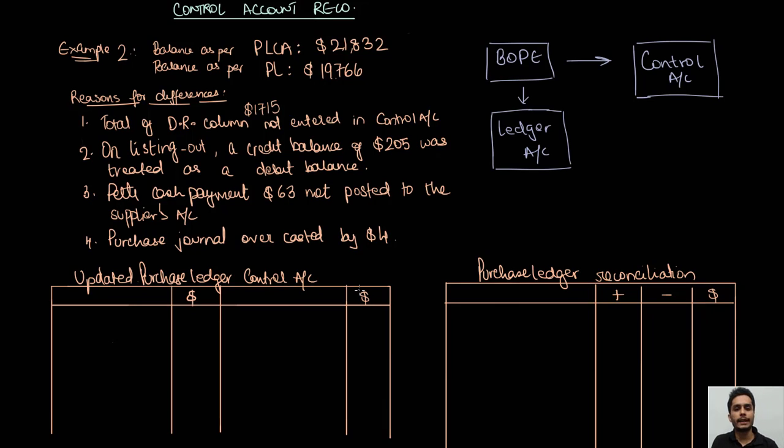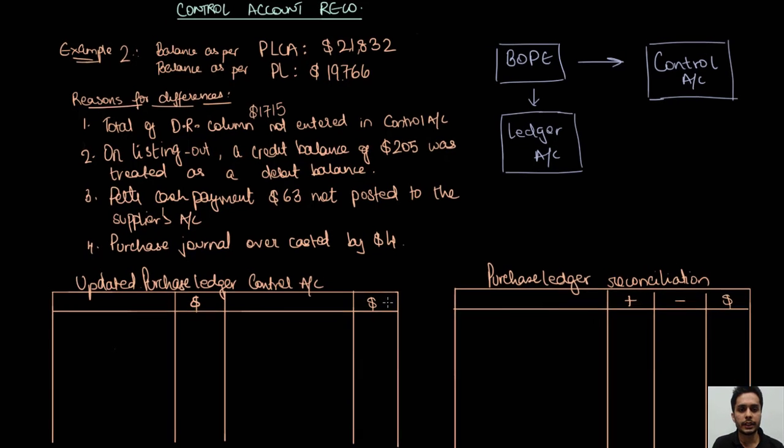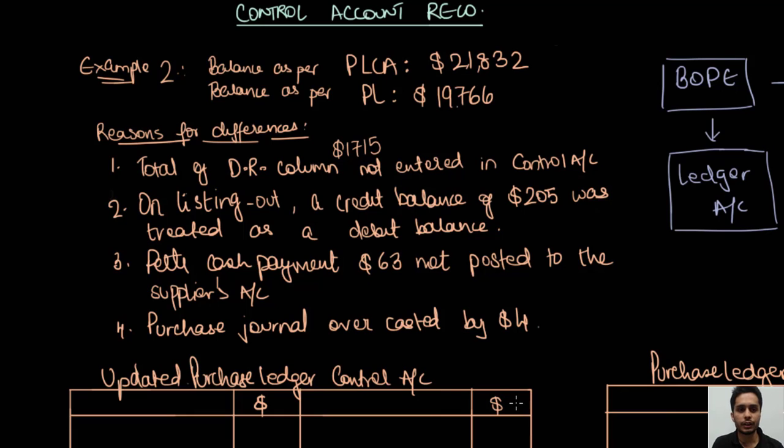Here we have a second example where we will be preparing our updated purchase ledger control account and reconciliation for the purchase ledger. Again, balances as per the control account and ledger are given, which are not equal, and the errors are also listed down here. We will first read out the errors, analyze them, and decide whether we will be recording them in the control account or in the reconciliation or both.